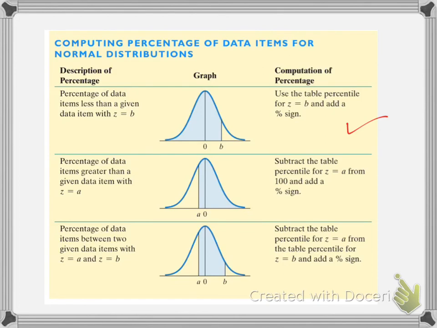Okay. Then in green here, teal, second one, percentage of data items greater, you just take 100 minus, this is the one where we did 100 minus whatever the percentile we found was. Okay. And then in purple here for the third one, if you're looking at the percentage of data between two different items, then you would take the percentile here and the percentile that you find with that from the table and you subtract them. Okay, that should get you ready for this section.